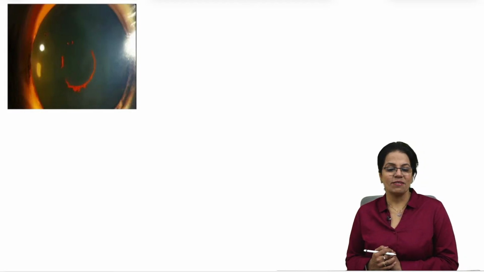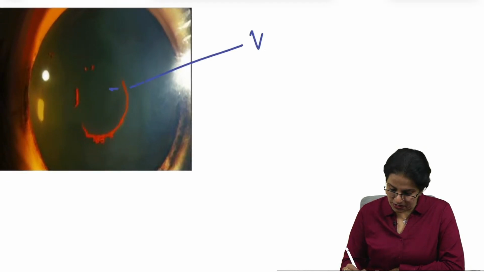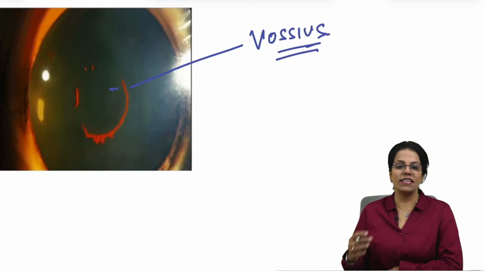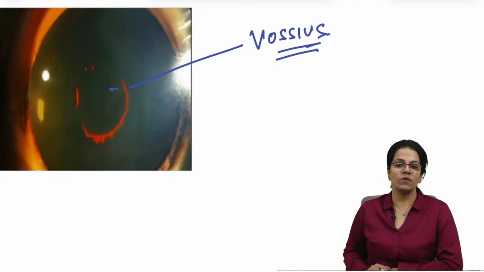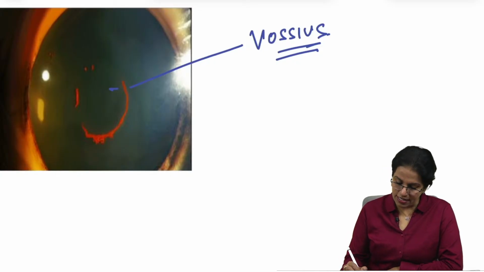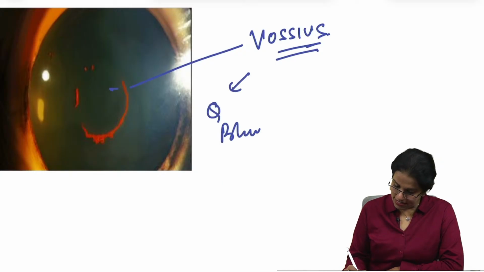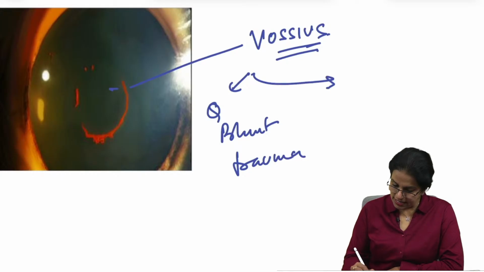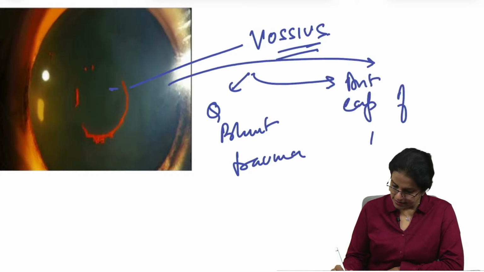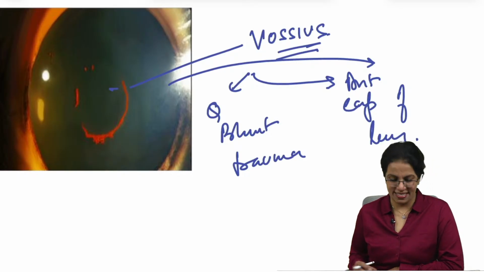What is this? I think we all know this. Which ring are we talking about? This is your Vossius ring. Vossius ring is the imprint of iris pigment on the anterior capsule of the lens. What are the questions? Number one, it's a feature of blunt trauma, isn't it? And where is it located? You will say it is in the anterior capsule of the lens. So, these are the two important questions.